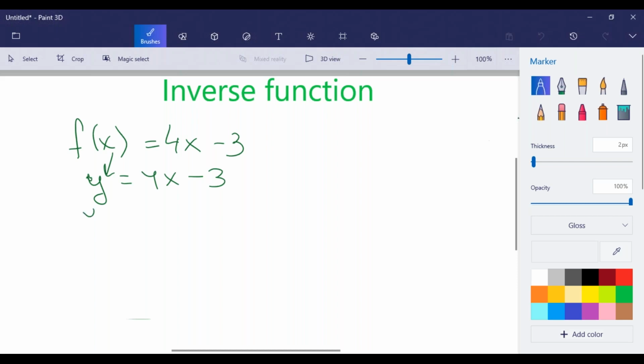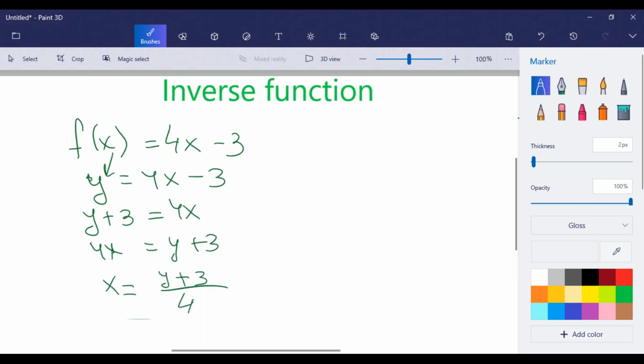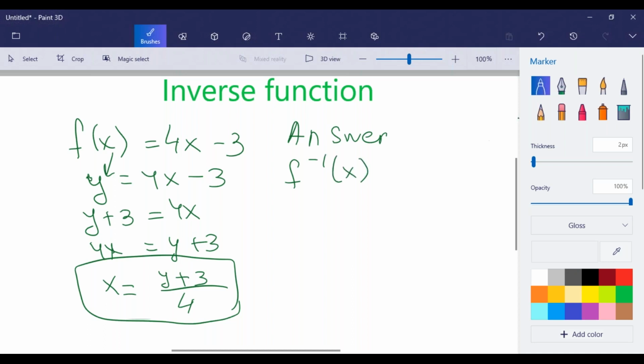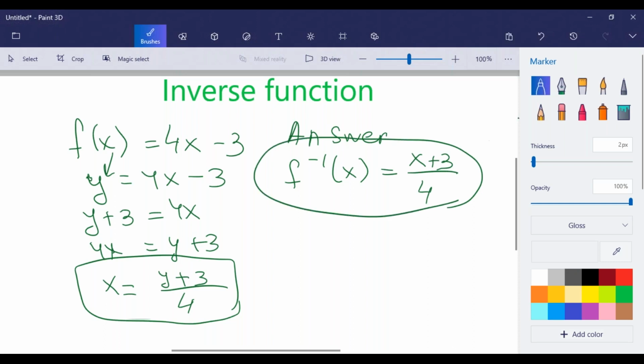I'm adding 3 to both sides. y plus 3 equals 4x. What is 4x? It's y plus 3. How to find x? I'm dividing both sides by 4. x equals (y plus 3) over 4. But I cannot write the answer like x equals something, because x always is input, y is output. What is the inverse function notation? f to the power of negative 1 of x equals (x plus 3) over 4. That's all. It's your final answer.